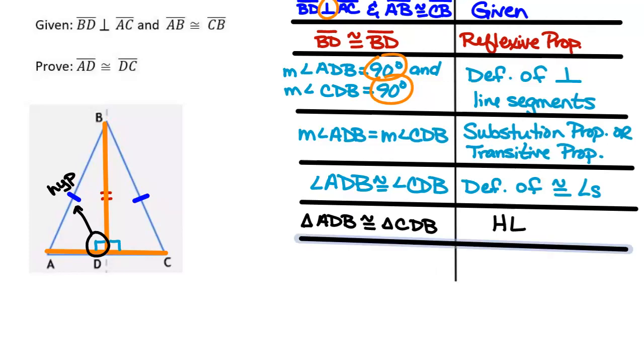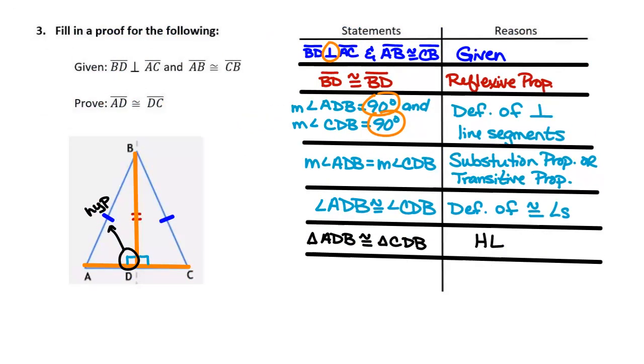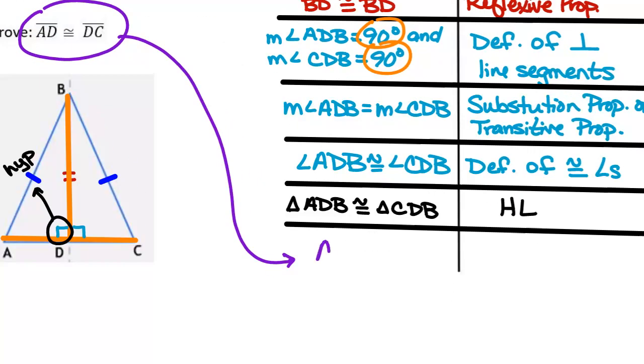Triangle ADB is congruent to triangle CDB using hypotenuse leg. What were we supposed to show in this? AD is congruent to DC.